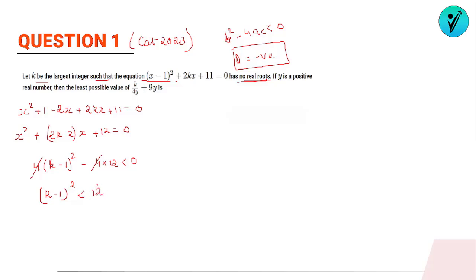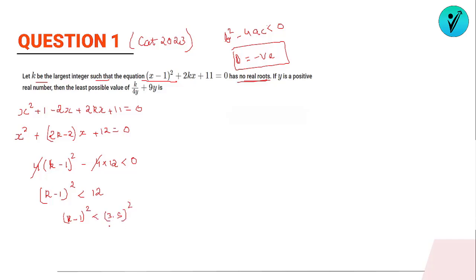So what will be the approximate value of root 12? The square of 3 is 9, the square of 4 is 16. So this will be somewhere around 3.5. Exactly what the value is I don't know, but it will be somewhere around 3.5 if you take the under root. So from this we can say that (k minus 1) square is somewhat near 3.5 whole square. This is the approximate value.